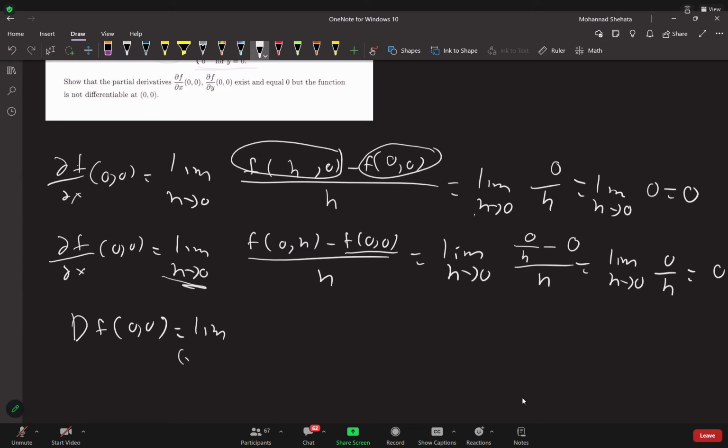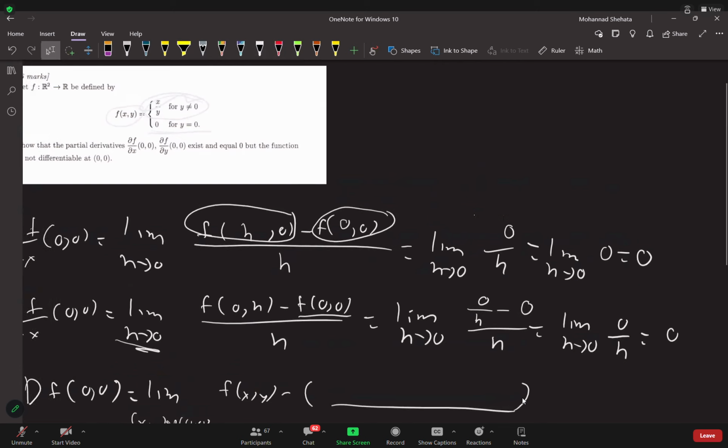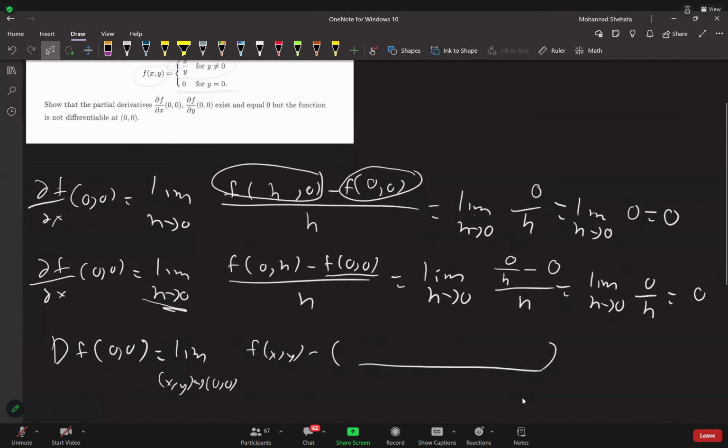Actually, it wouldn't be h this time. Let's write (x,y) approaches 0, right? So this would be f of (x,y) minus the following expression. This is, by the way, for real valued functions, R^n to R, the exact same expression as the one you find for the tangent.